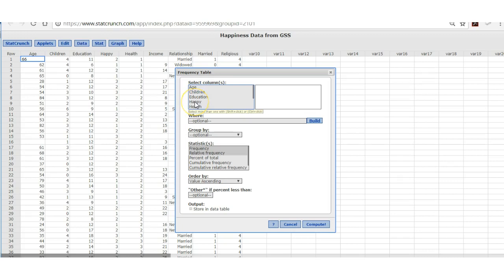So we're going to start with our first categorical variable, which is happy, and we're going to look at all of these at once. So I'm going to highlight all of those categorical variables. Notice down here that we can do just frequencies, which would just be the numbers of how many are in each category, or we can also have it do relative frequencies, we can have it do percents, or we can have it do a few other things. We're going to use what it automatically gives us, which is frequency and relative frequency.